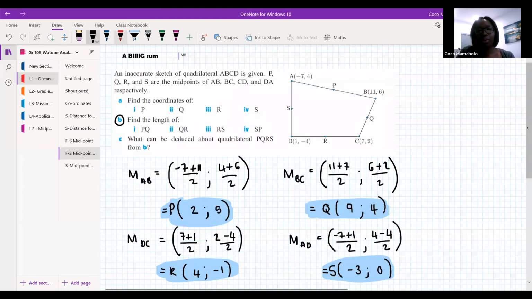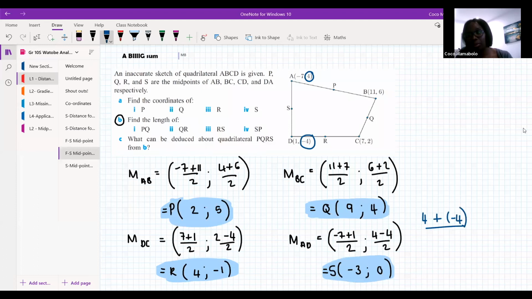4 minus 4. It's because over here for AD, I've got 4, and over here I've got -4. So because we're adding them, I'm going to get 4 plus -4 over 2. And a positive and a negative is just going to give me a negative again. So I can just write 4 minus 4 over 2. I hope that makes sense.